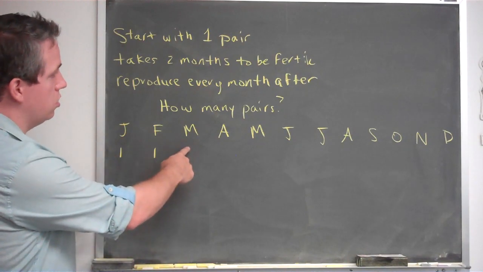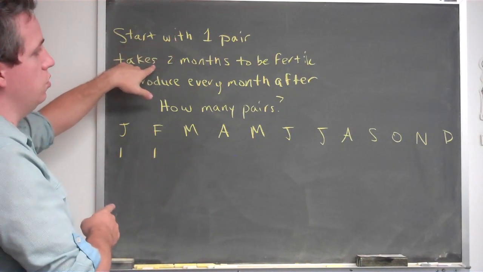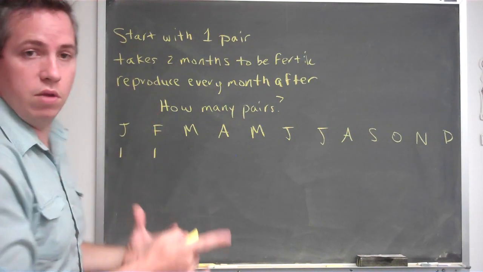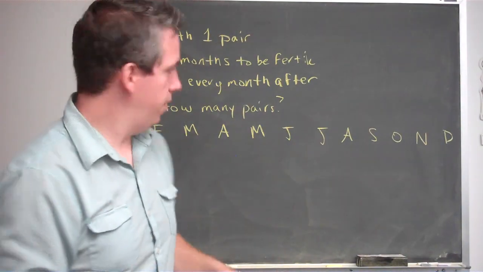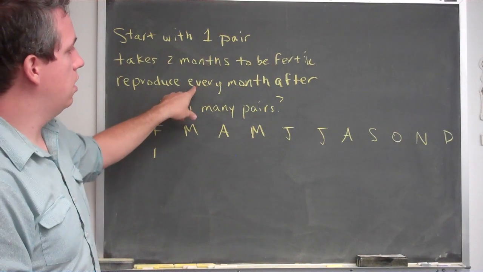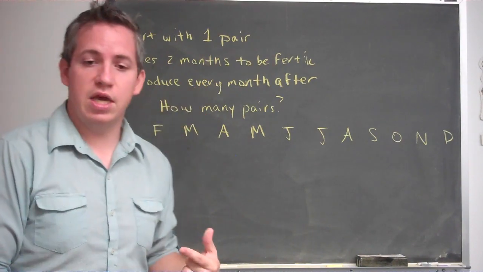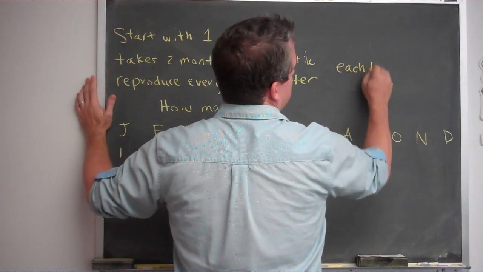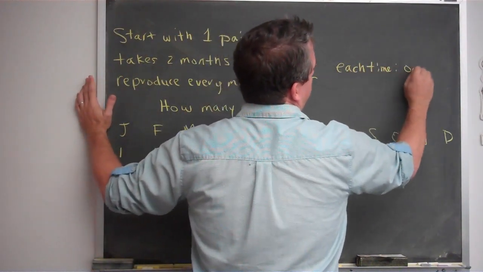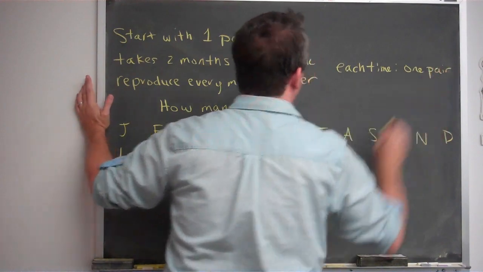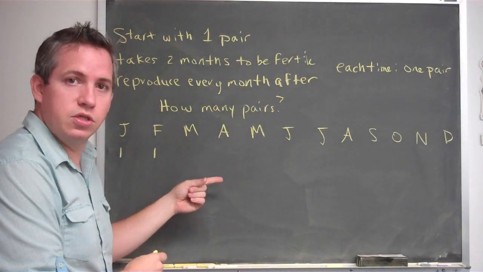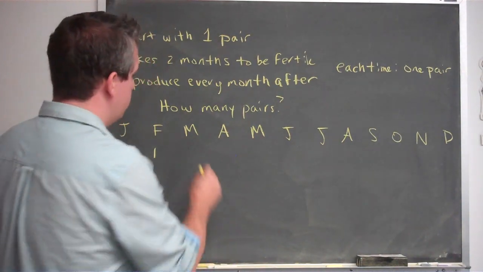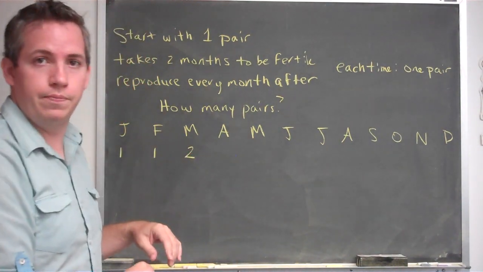By the time we get to March, this one pair has now been around for 2 months, and so they reproduce. And one of the things to tell you is that, and this is not true about all rabbits, when they reproduce each month after that, they're going to each time have one pair of rabbits. So let's put that down. Each time, one pair. Alright, so when we get to March, we've got the original pair, but they're now reproducing, so they have another pair. So there are two pairs of rabbits in March.